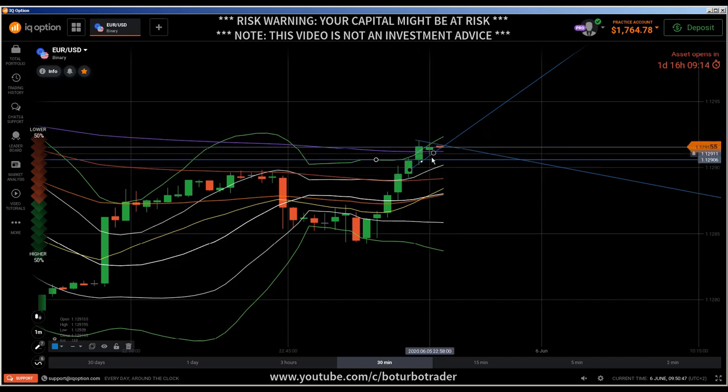Most of the traders would do a put option here. Why would they do a put option? They would do a put option because they think some kind of 200 EMA fake breakout is going to happen. That's what they do, but this is guessing, because when you ask them why, they would tell you it looks like this. But the thing is, you have to do this based on technical analysis.